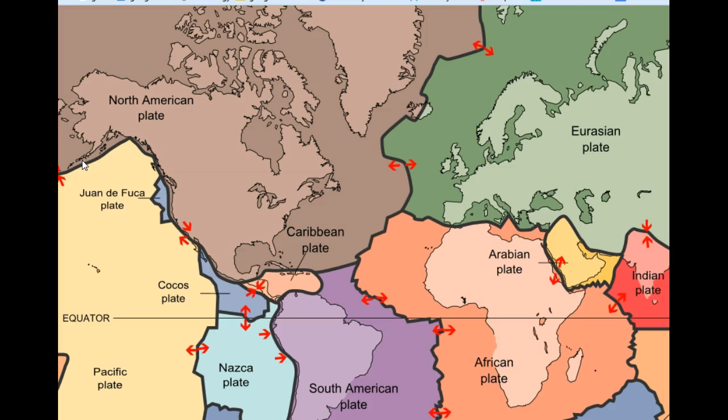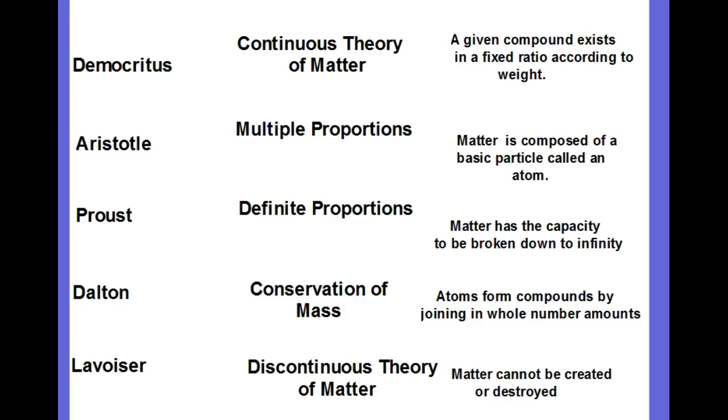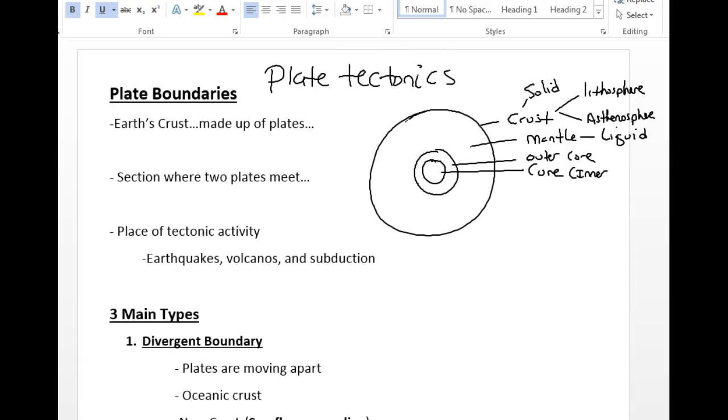But that's kind of the idea. This is the crust, the outer part of the Earth, and it's not just one solid piece, but instead it's made up of all these different plates that are moving. We're not going to go into too much why they're moving, but you can ask questions, I guess, about that.